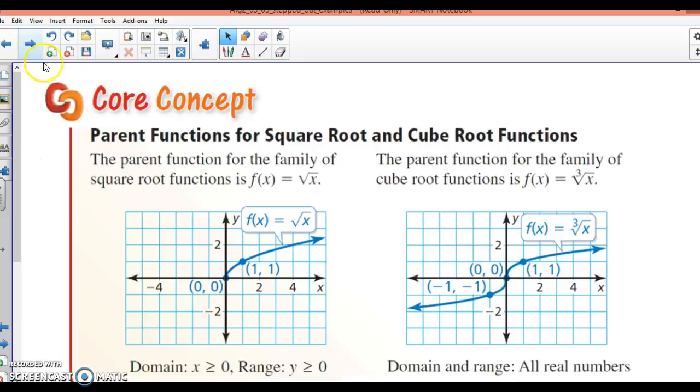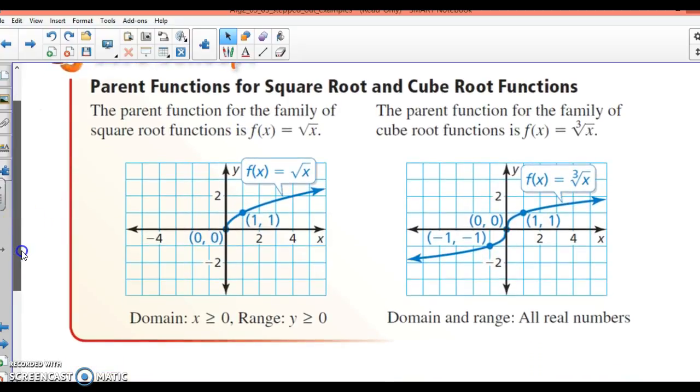So the first thing we really want to look at is our parent functions. Whenever we're graphing functions, we always start with the parent, which is just kind of the general function, and then we add some transformations to it. So here on this page, you can see my parent functions for my square root and my cube root functions.